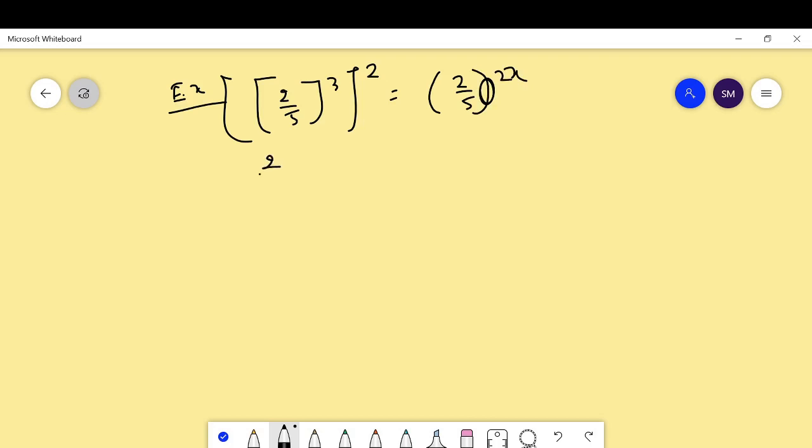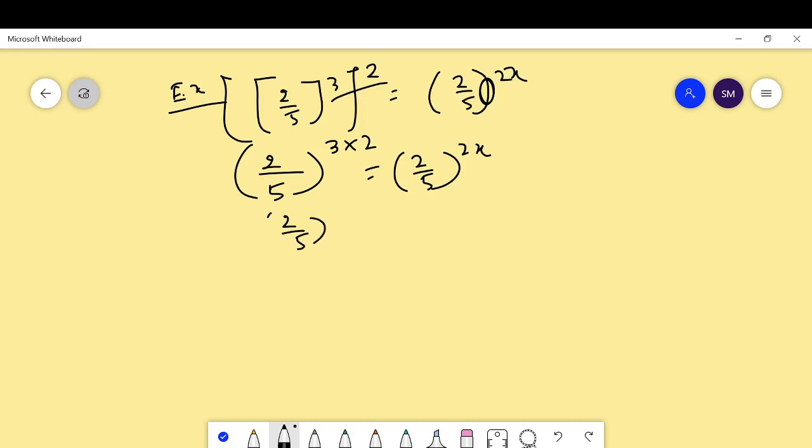As you know, by applying the exponent property, in this case the exponents get multiplied. Then this is 2 upon 5 to the power 3 into 2. In RHS you get 2 upon 5 to the power 2x. Then in LHS you get 2 upon 5 to the power 6, which is equal to 2 upon 5 to the power 2x. As the bases are same, equating the exponents, we get 2x equal to 6, means x equal to 6 upon 2 equal to 3. Then in this way we can find out the value of x.